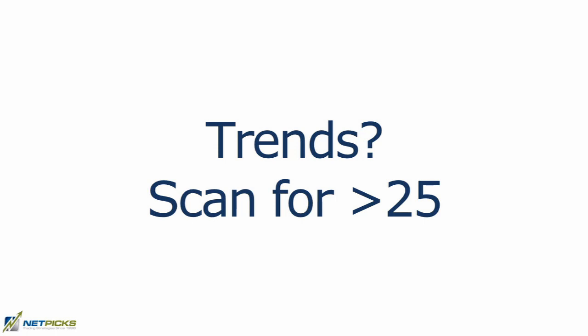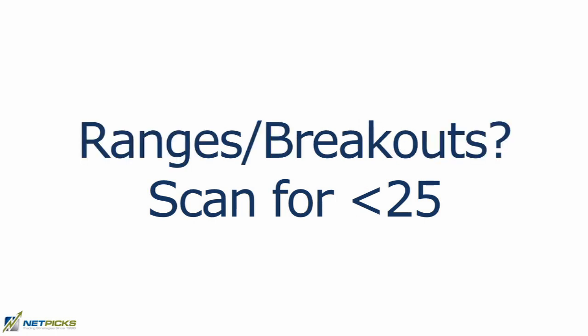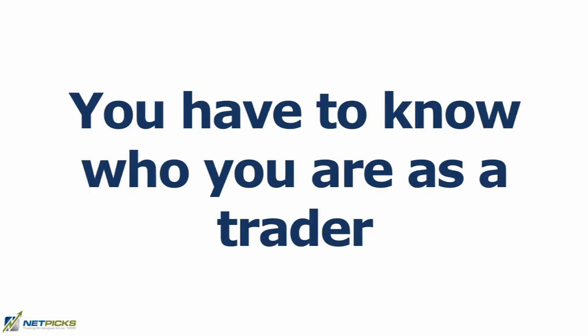Trend traders looking for continuation trades through pullbacks or range breakouts would scan the market for anything that reads over 25. If you're a breakout trader or you like playing inside the trading ranges, you could be looking to be in the market before that trend actually moves. So you're going to look for something less than 25, a weak trend. And if you're a divergence trader, you're going to have your own approach. But there's one truism about trading that you can't forget, and that is you have to know who you are as a trader. What kind of trader are you?